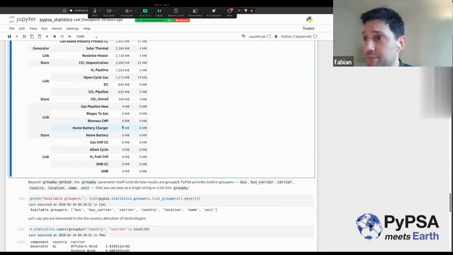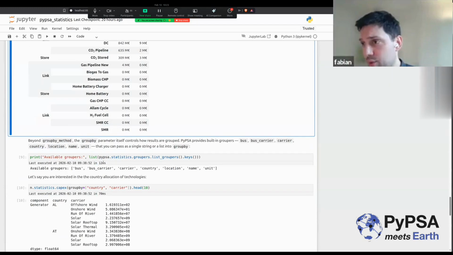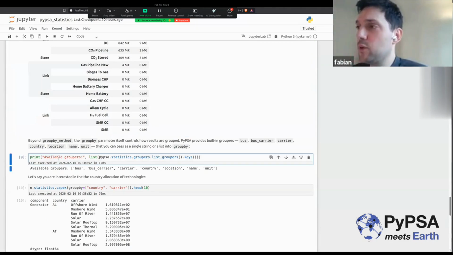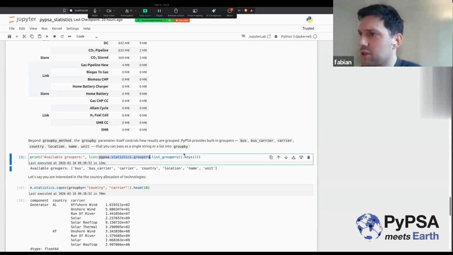Now, there are other groupers, right? We used this group by method, but we also have this group by argument. If you have a look at the PyPSA internals, you find an argument called PyPSA statistics groupers, and this gives you information on which groupers are actually available in PyPSA. So it's not only carrier, there are a lot of them.